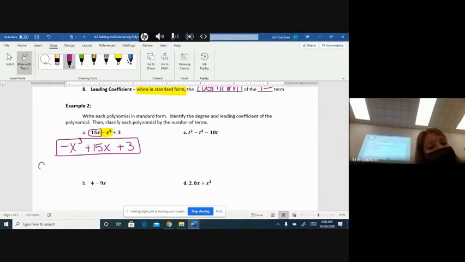My degree, what's my highest exponent? Is it my degree 3? My highest exponent was 3. What's the leading coefficient? What is the number in front? What is the number in front here? Negative 1. Number, right? Number, not variable, number. And then classify my polynomial. Is this a monomial, binomial, trinomial, or polynomial? This is a trinomial.